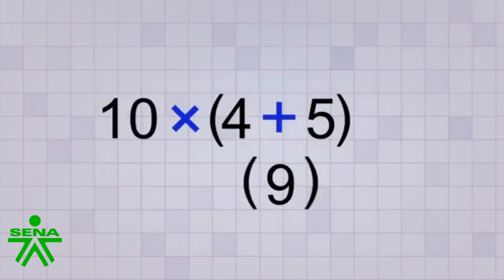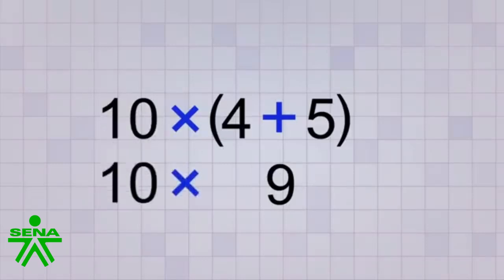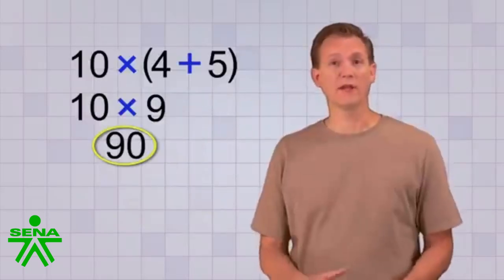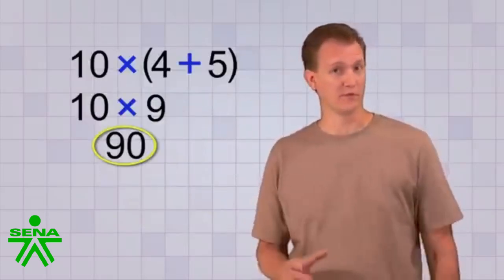Oh, and once you do the math that's inside parentheses and get a single number like this, you usually don't need to show the parentheses anymore. Now that the parentheses are gone, we just have one operation left to do. We multiply 10 times 9, and that gives us 90 as our final answer. So parentheses can really help you know what part of a problem you're supposed to do first.